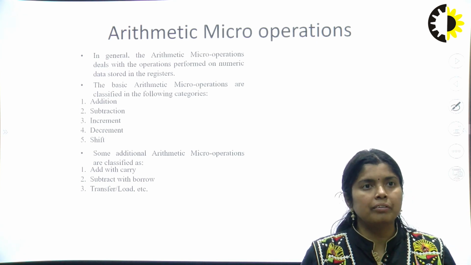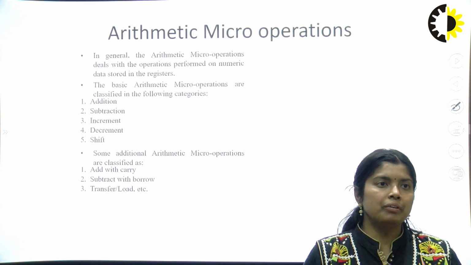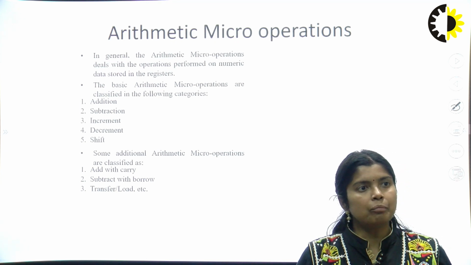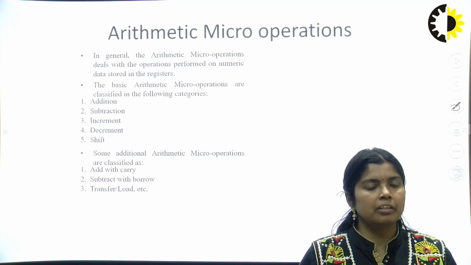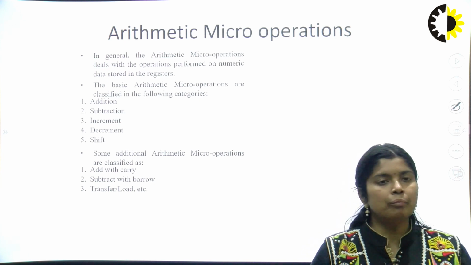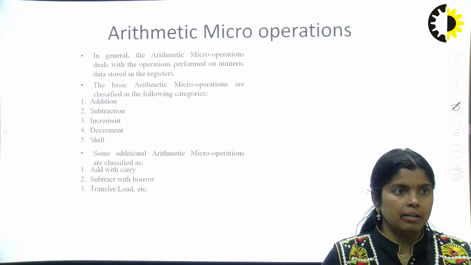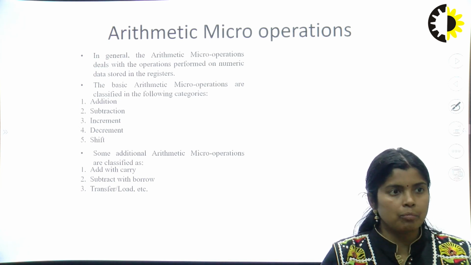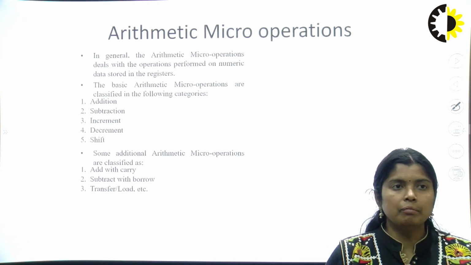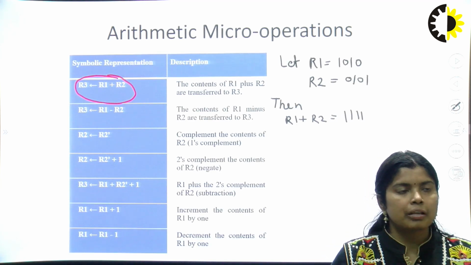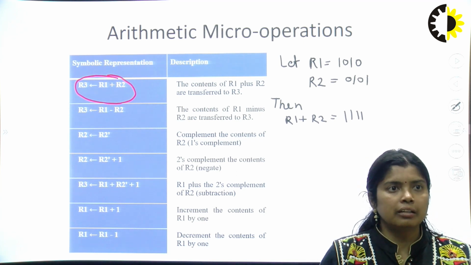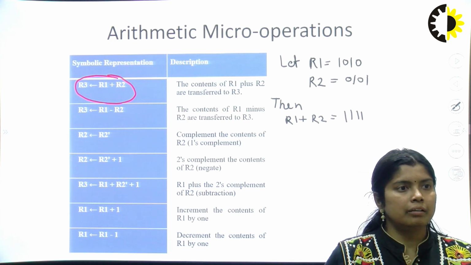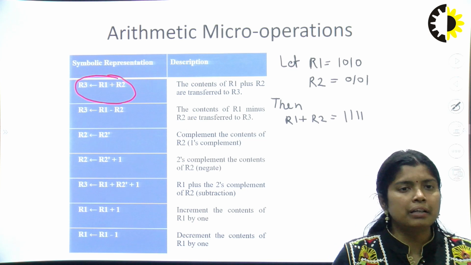Microoperations are the operations performed on the data stored in registers. Arithmetic microoperations include addition, subtraction, increment, and shift microoperations. There are many arithmetic operations. Some additional microoperations are add with carry, subtract with borrow, or a transfer. These are some examples of arithmetic microoperations: addition, subtraction, increment, decrement, or transfer.